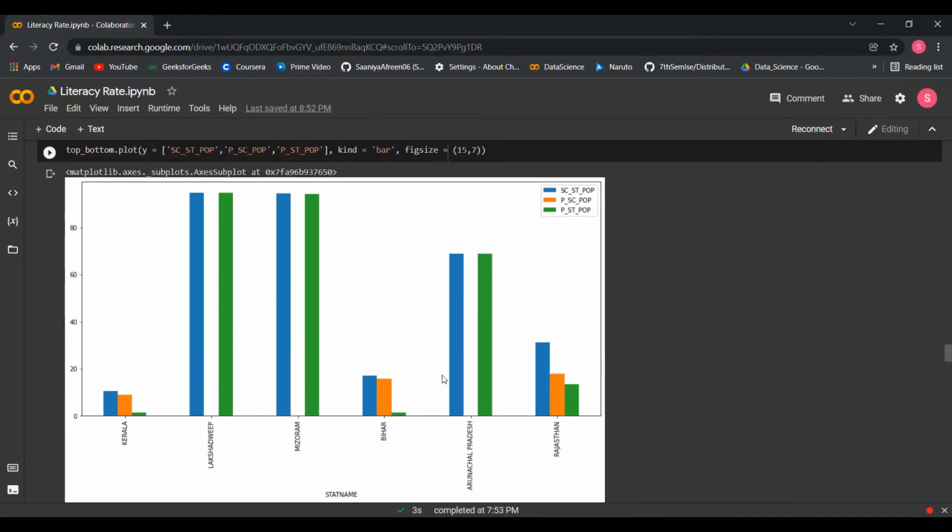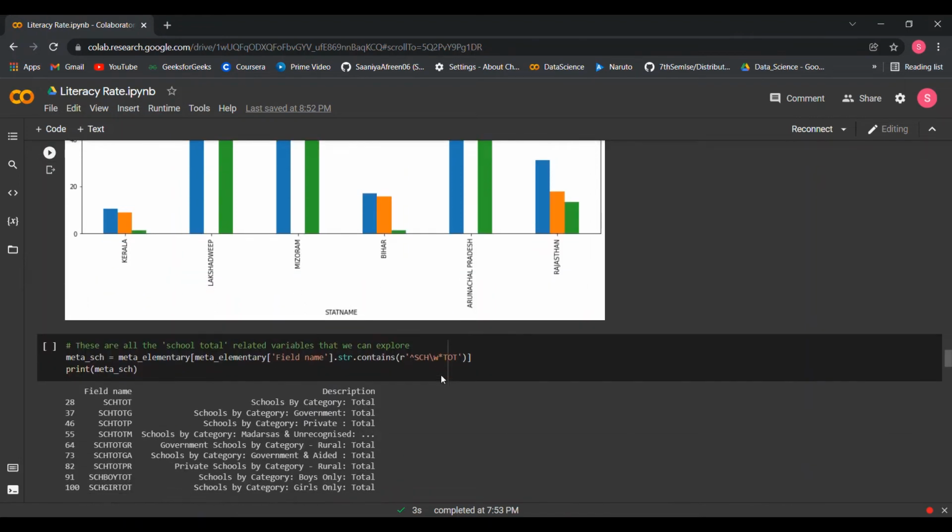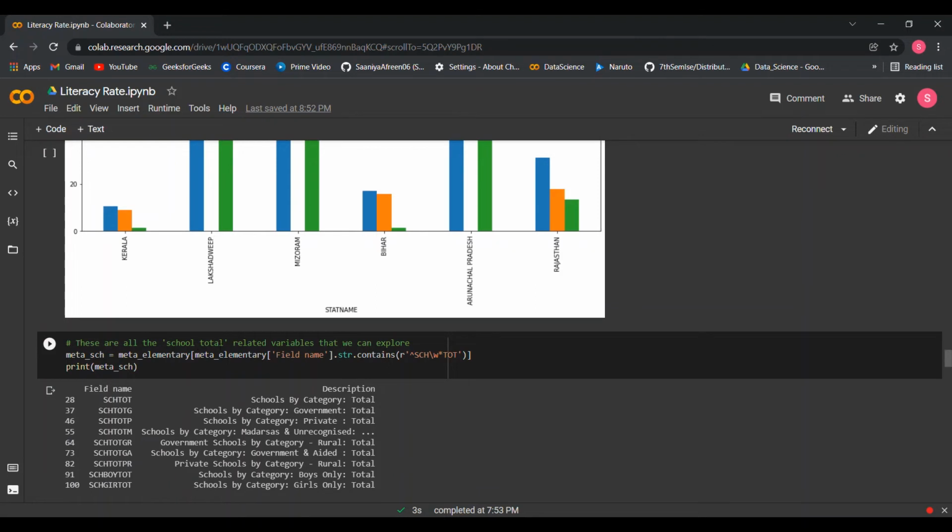Now we'll try to analyze some school-related features and see if they affect the overall literacy rate. These are the school total related variables that we can explore: schools by category, schools by government, schools by private.